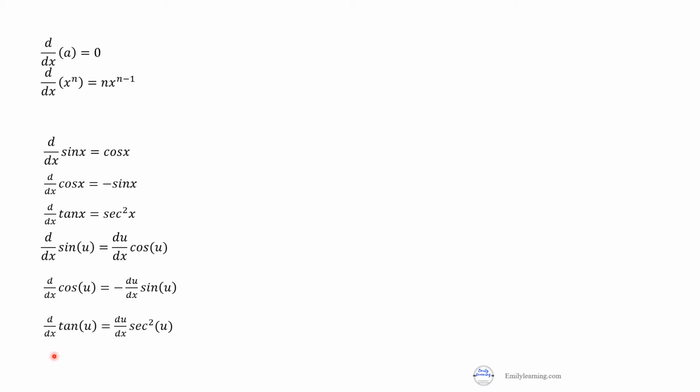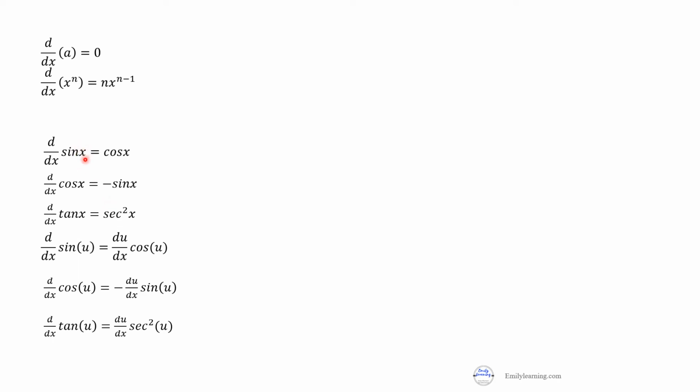You also need to know the differentiation of trigonometric functions. Take note that for trigo differentiation as well as integration, the angles are by default in radian mode. When you differentiate sine x, you get cosine x. When you differentiate cosine x, you get negative sine x. When you differentiate tangent x, you get secant square x.